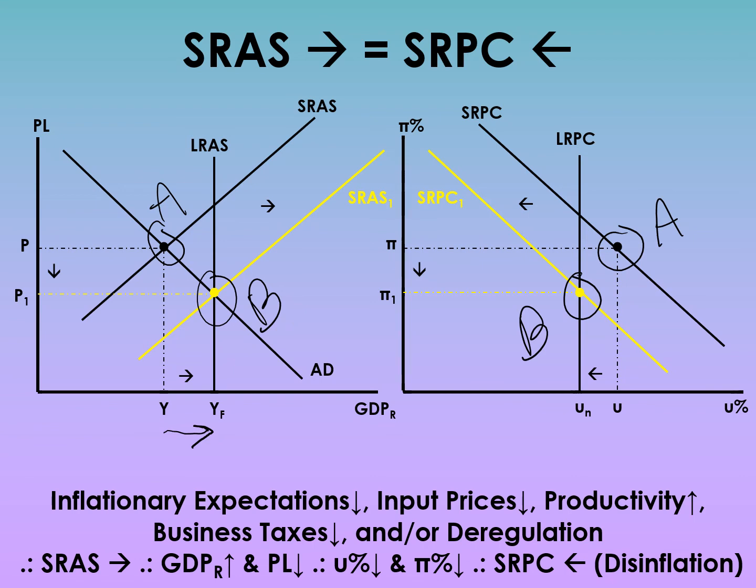So the only time you shift your short-run Phillips curve is if something happens to change our inflationary expectations or any of those different inputs to our SRAS, right? Input prices, productivity, business taxes, regulations.